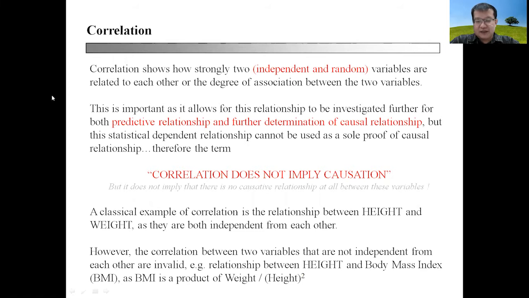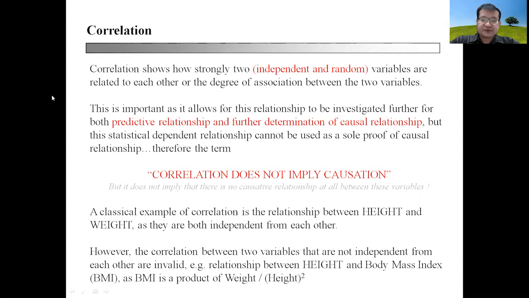But this statistical dependent relationship cannot be used as a sole proof of causal relationship, and therefore the term correlation does not imply causation. I repeat again, correlation does not imply causation. A classical example of correlation is the relationship between height and weight, as they are both independent from each other. However, the correlation between two variables that are not independent from each other are invalid. For example, relationship between height and body mass index, where body mass index is actually a product of weight over height squared.